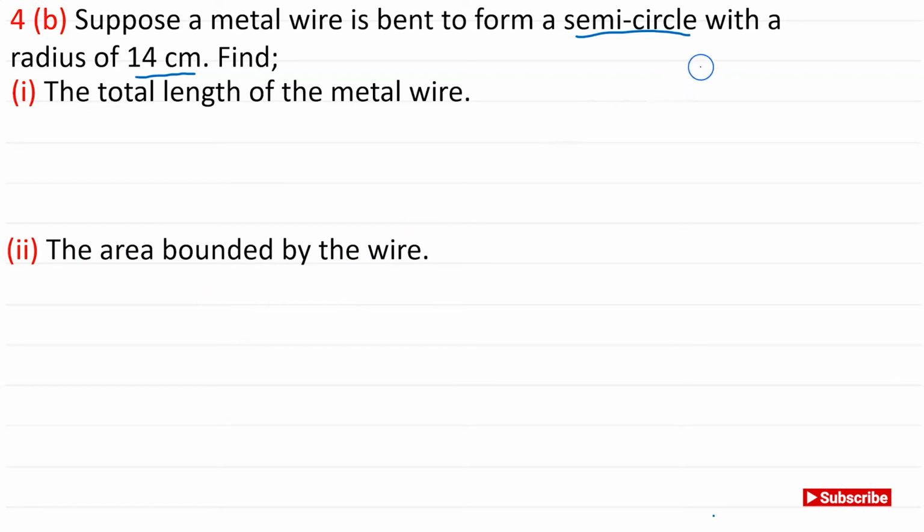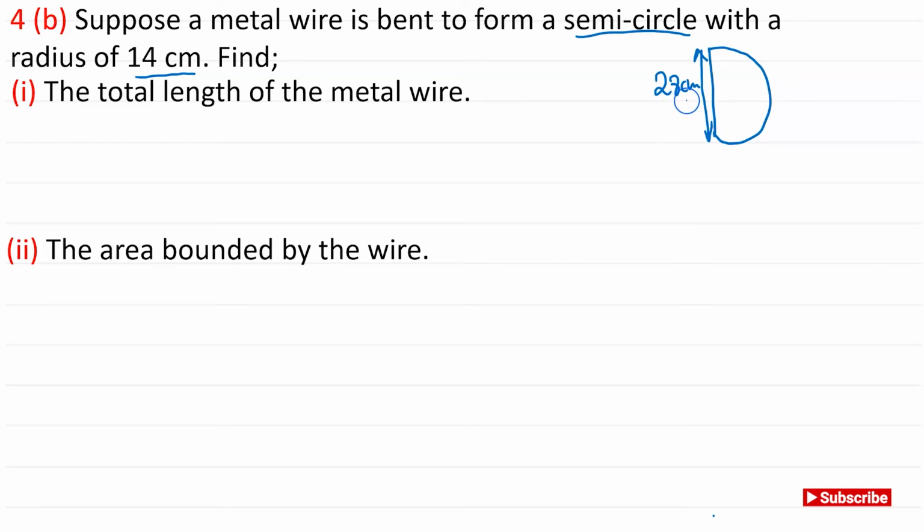So let's do a small sketch here. We have a semicircle. Okay, that's my lovely semicircle. We need to find the length of this metal wire. That means all this and all this curved part. Now we're told the radius is 14 centimeters. That means from there to there is going to be double that, which is 28 centimeters, because that's the diameter. Then we need to find the length of this semicircle, add it to this diameter, and that will give us the length of the wire.